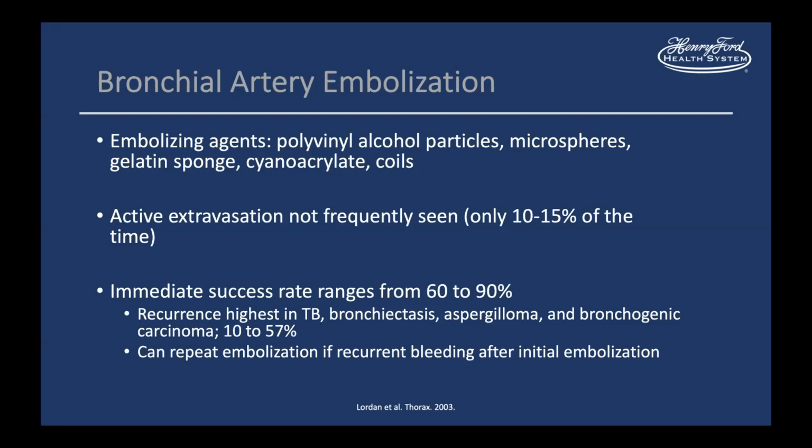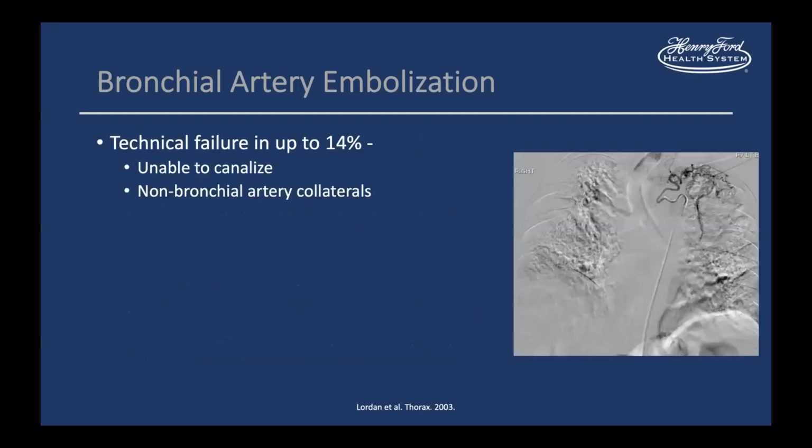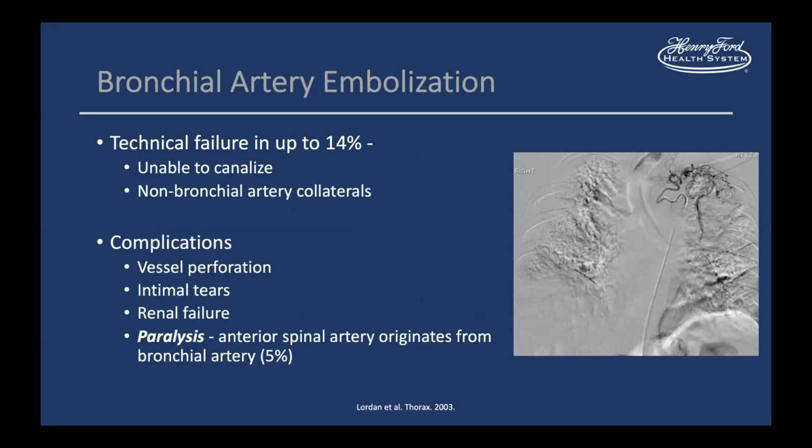The folks who have the highest recurrence rate include etiologies such as TB, bronchiectasis, aspergilloma, and cancer. You can repeat embolization if patients continue to bleed. About 14% of the time, they're not able to canalize the artery, or the bleeding is coming from a non-bronchial artery collateral that they're not able to access.